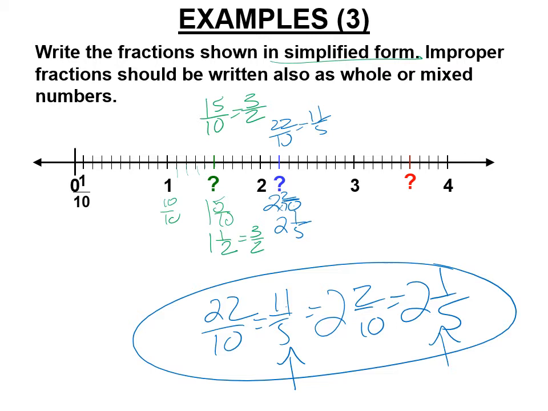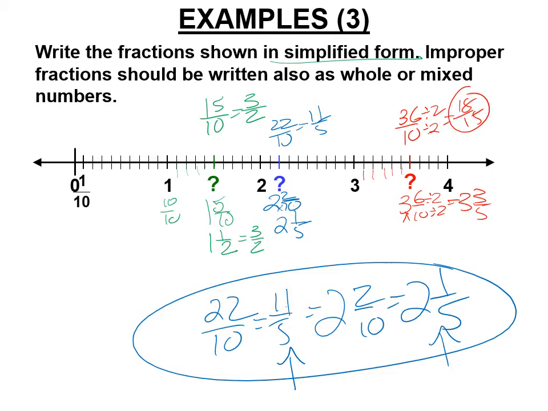So 3 and 1/10, 2/10, 3/10, 4/10, so that's 3 and 6/10, which is the same as what? 3 3/5. What improper fraction would it be? Well, 3 times 10 is 30, plus 6, it's 36/10. But that's not simplified. You'd have to divide top and bottom by 2, and it is 18/5.